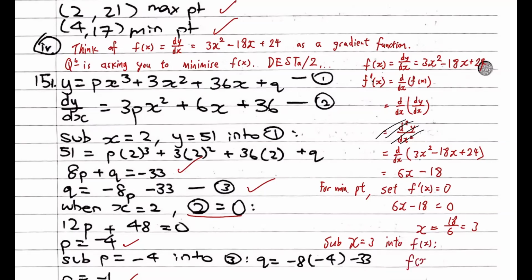So of course, this gives you f of 3, which is 3 times 3 squared minus 18 times 3 plus 24. What's this?